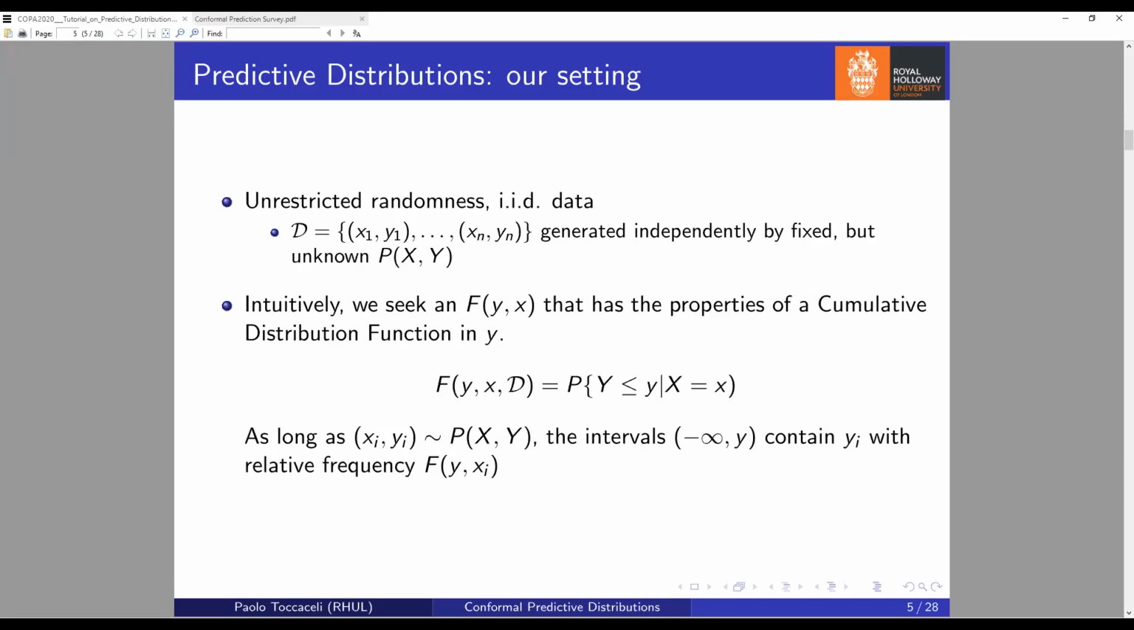In intuitive terms, we seek a function f of y and x given the data set D that has the properties of a cumulative distribution function. So we want a function that expresses the probability that the random variable y be less than a given value, lowercase y, given that the random variable x takes the value lowercase x. So in other words, and more specifically, as long as the test points come from the same distribution from which we've drawn the training data, the intervals from minus infinity to y contain the actual label yi with relative frequency given by the function f evaluated in y and xi.